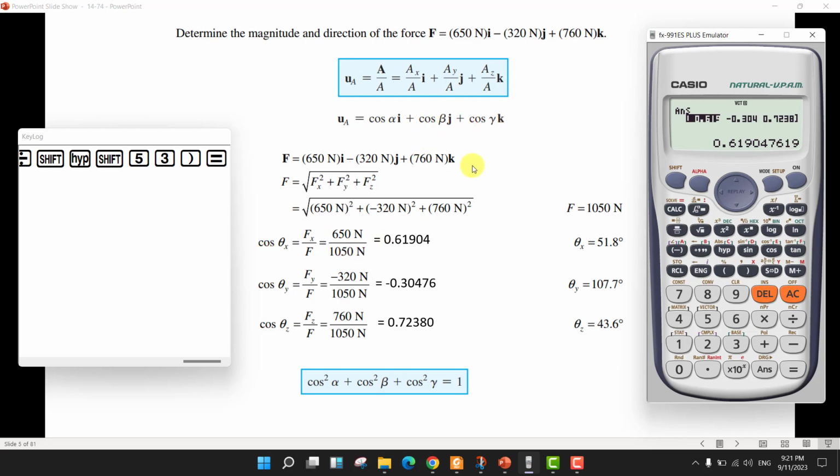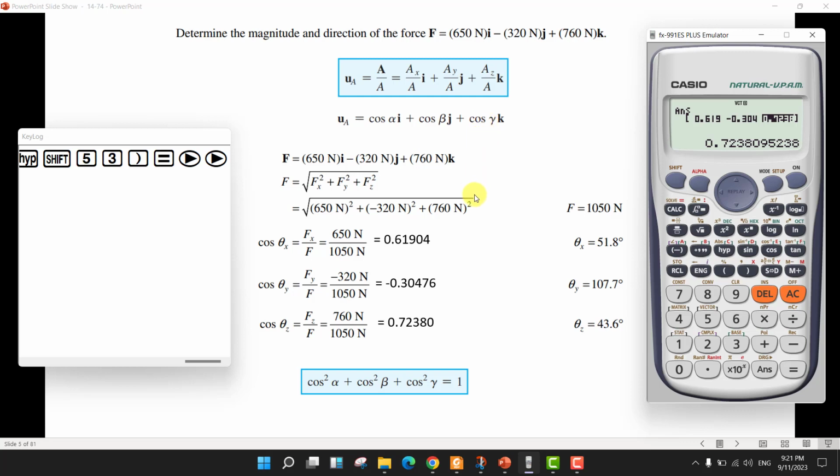So now since we have determined this unit vector, we know cos of theta x, cos of theta y, and cos of theta z from the calculator. So cos of theta x from the calculator is 0.61904. Similarly, cos of theta y is minus 0.30476, and similarly cos of theta z is 0.73280, and these three numbers are known as the direction cosines. So they are cos of alpha, or cos of theta x, cos of theta y, and cos of theta z.